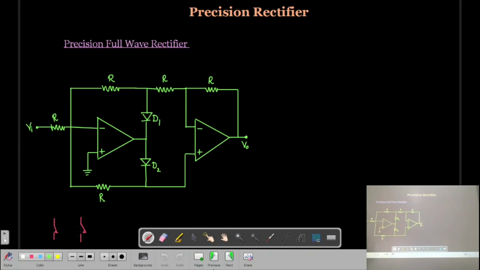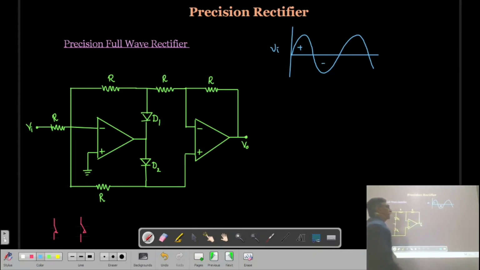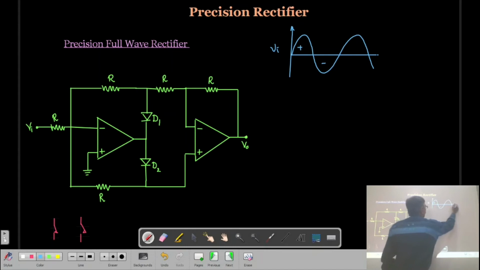So again here, if the input voltage is a positive cycle, then what will be the circuit diagram? And if the input voltage is negative, then what will be the output voltage of this? Here let us draw a diagram. Here is the positive cycle, then we have a negative cycle. So try to understand, we have this positive voltage, first of all, at this point.